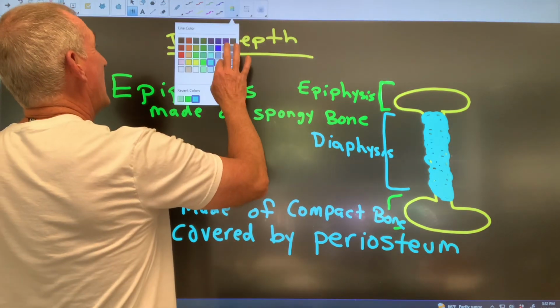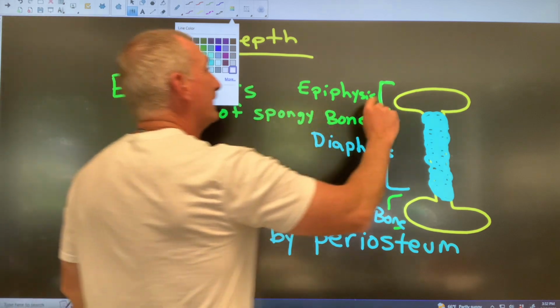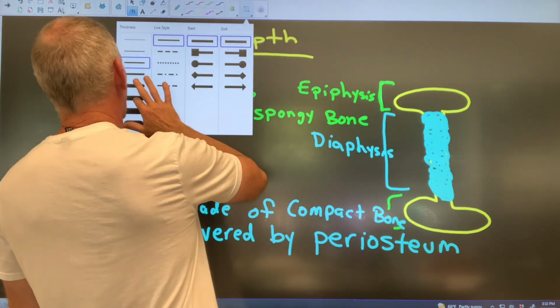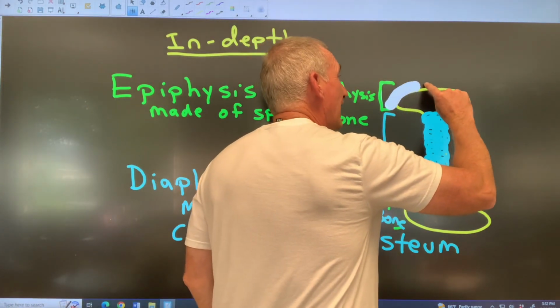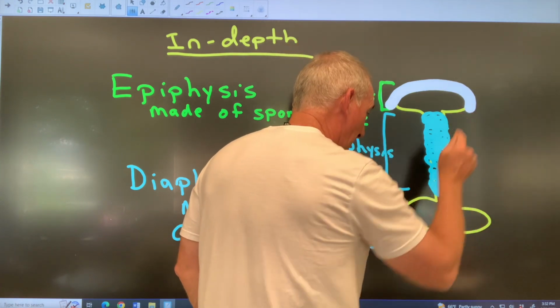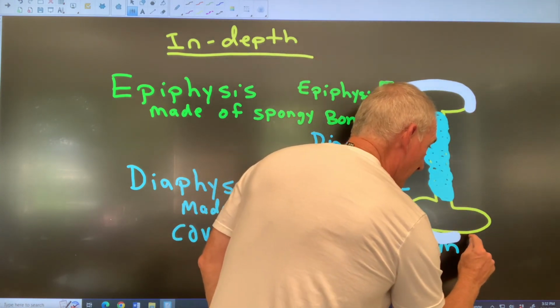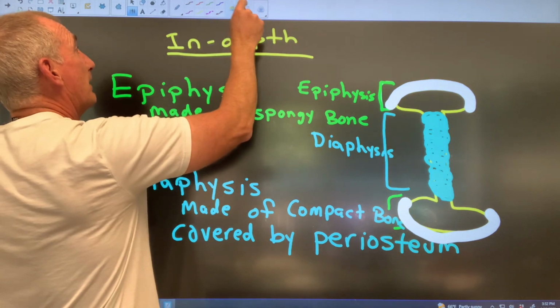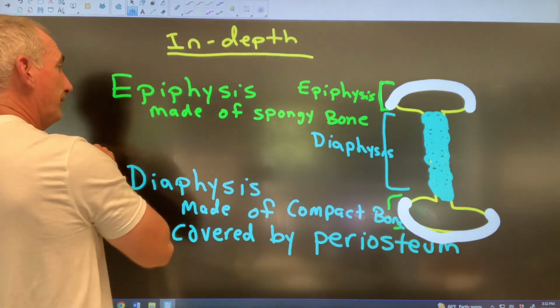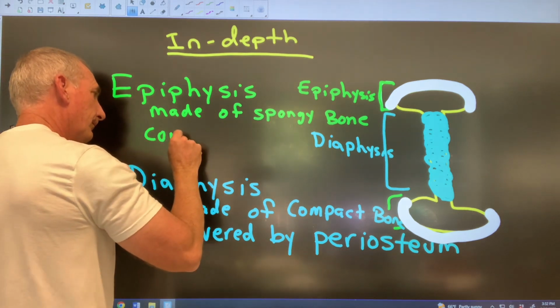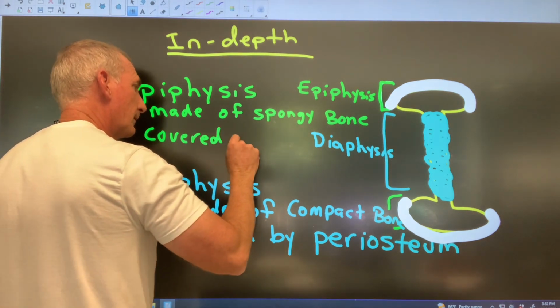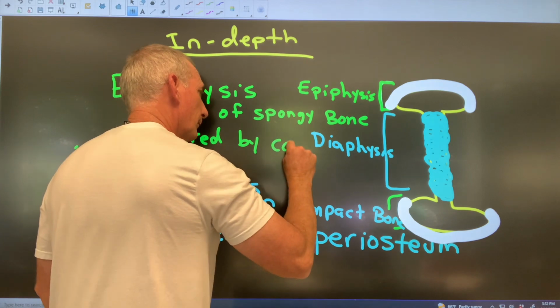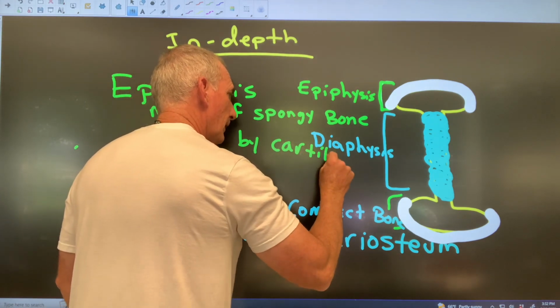I got it, Gabe. I'm doing it in white. I'm going a bigger font. I'm telling you, it's covered by this slippery substance in the human body. It's covered by this stuff called cartilage. I'm going to write it down right here in rave green. Covered by cartilage.